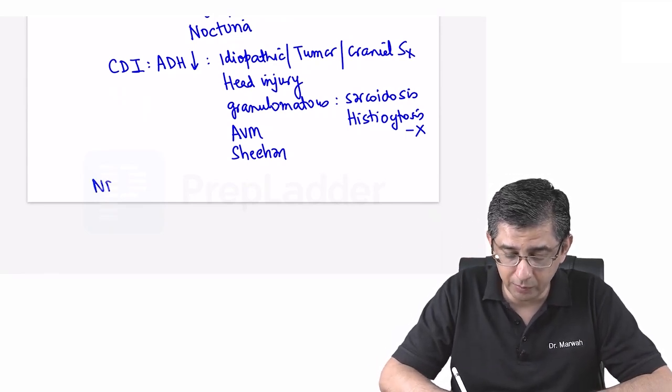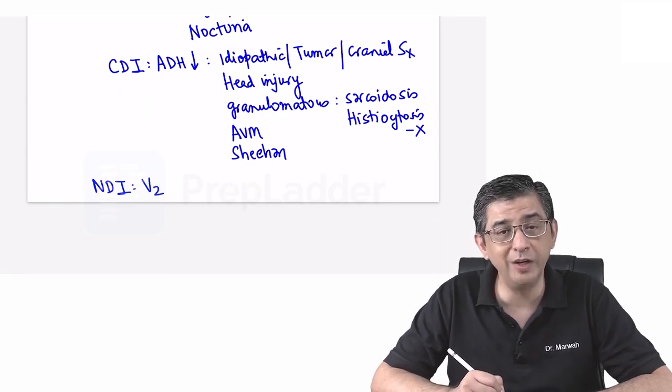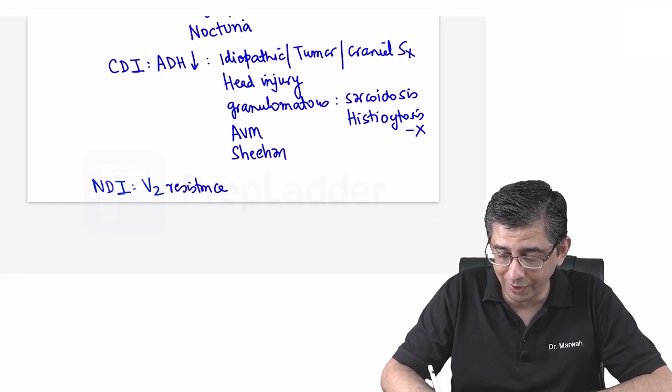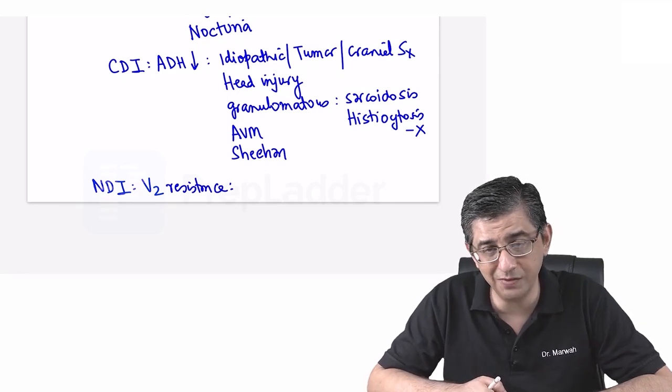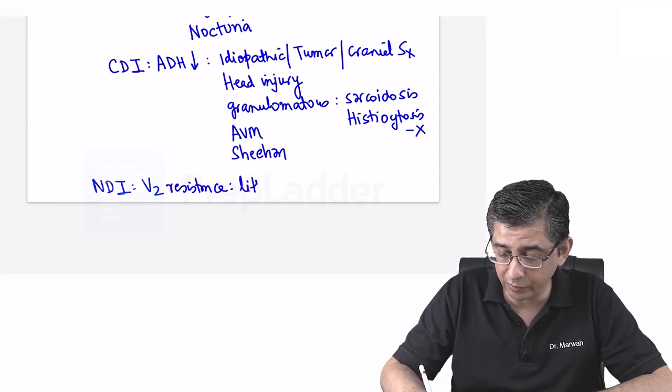In contrast, when it comes to nephrogenic diabetes insipidus, the problem is per se with the V2 receptor. There would be a V2 receptor resistance developing. So the values of antidiuretic hormone in this case will increase. Now, why is it happening? There are two primary reasons that they love to ask you.